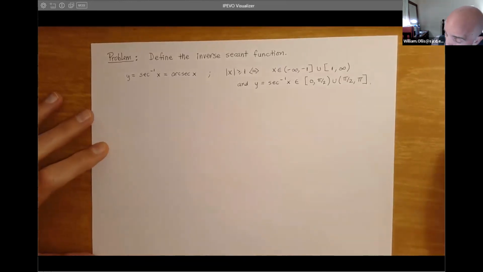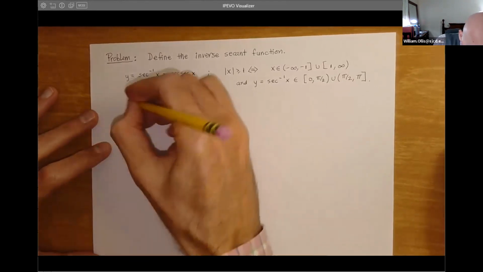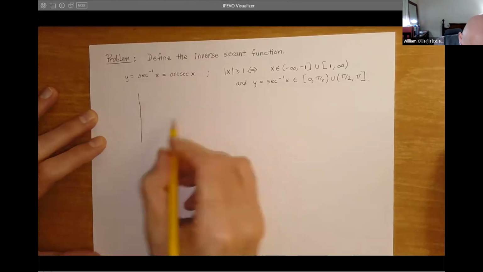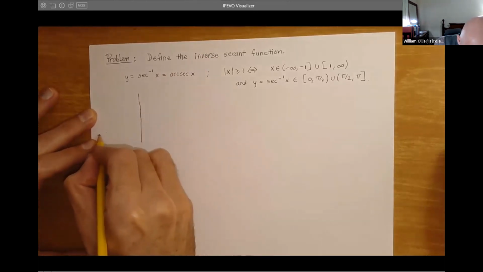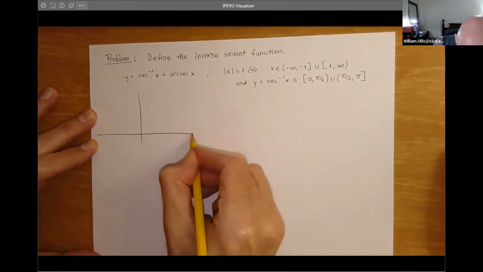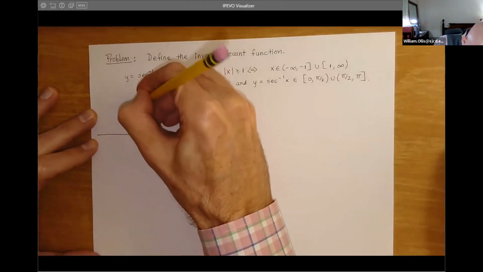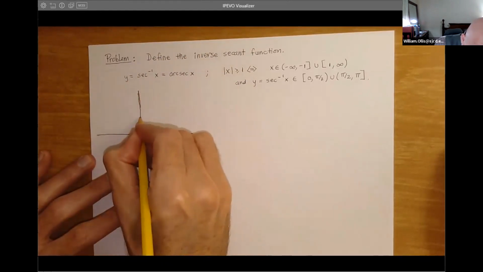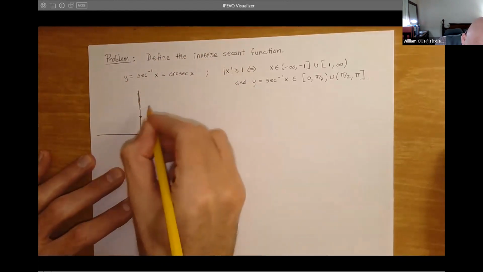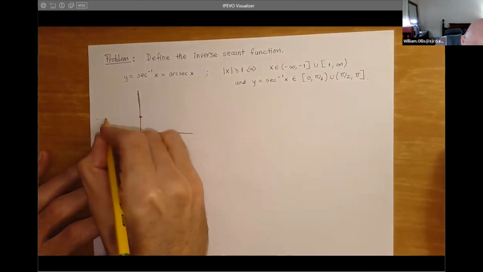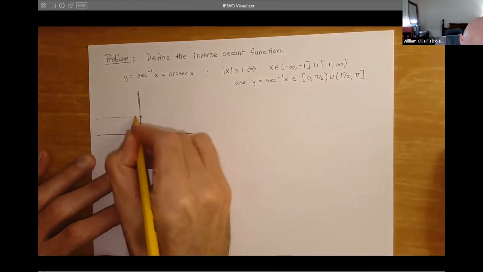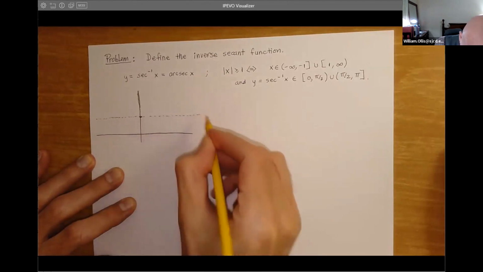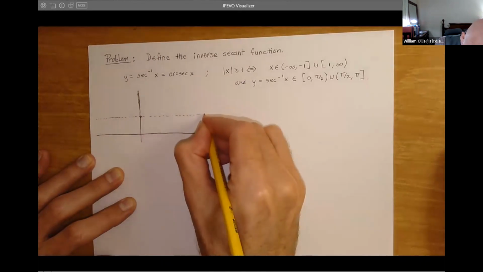Now, if we require a picture of this, we can remind ourselves basically what this function looks like in terms of a graph. And so now we can mark off the pi over two. The vertical asymptote becomes a horizontal asymptote in the inverse function. Good old pre-calculus.